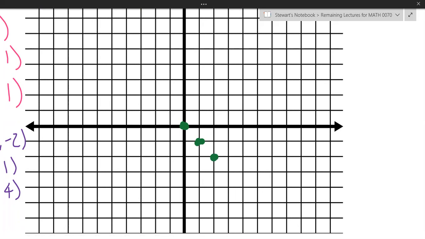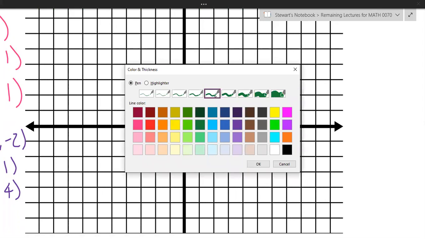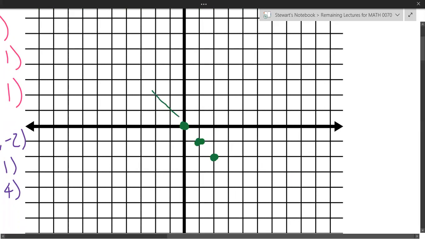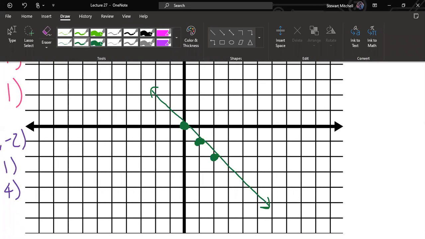And then when we draw our line, we're going to go through here. Sorry, that's kind of poorly drawn, but it essentially diagonally crosses through every grid mark here.